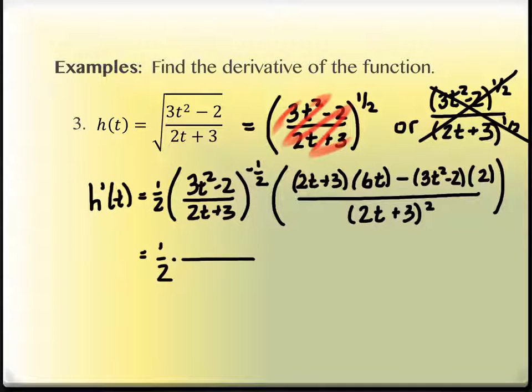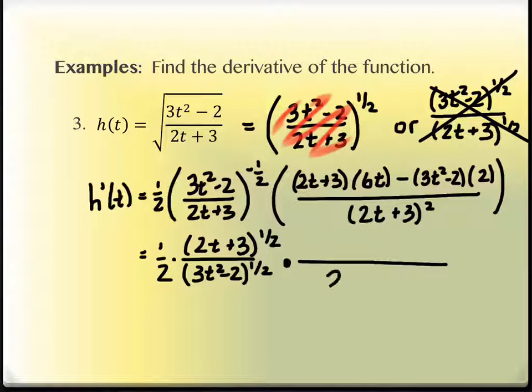And then now we have 3t squared minus 2. And I'm going to go ahead and write it to the 1/2 like this. And again, I'll show you why it's sort of helpful to think about that in a minute. And then we have 2t plus 3 in my numerator to the 1/2. Okay, my next fraction has a 2t plus 3 squared on bottom. That part I don't want to change. But the numerator I'm definitely going to clean up.